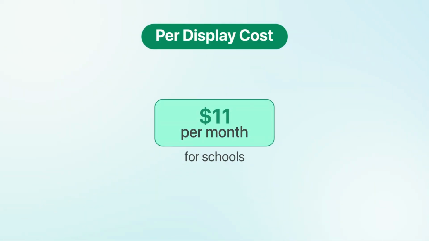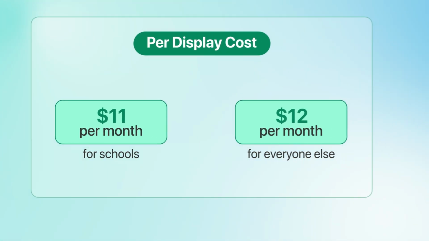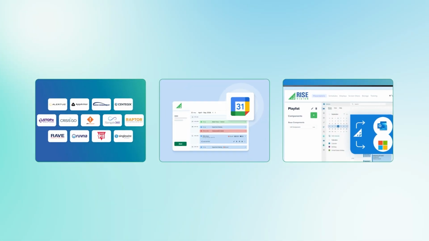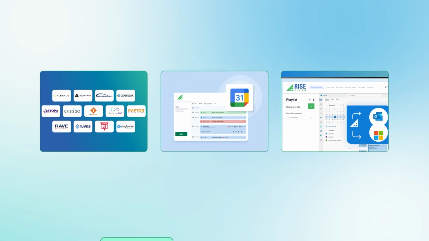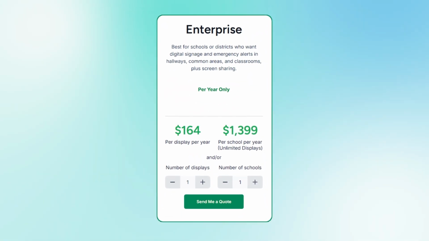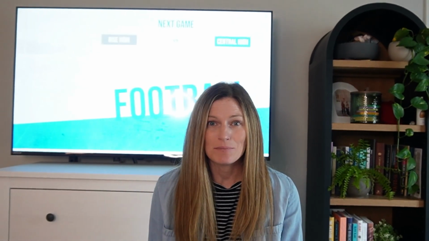When it comes to pricing, it starts at $11 per display per month for schools and $12 for everyone else. That gets you the templates, the scheduling, and unlimited users. Emergency alerts and the Google and Microsoft integrations are the next tier up at $13 and $14 per display. And if you're a school running a lot of displays, you can take advantage of our unlimited license at just $13.99 per school site per year, no matter how many displays you have.